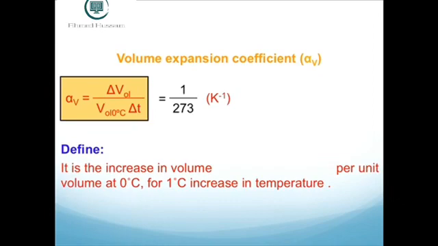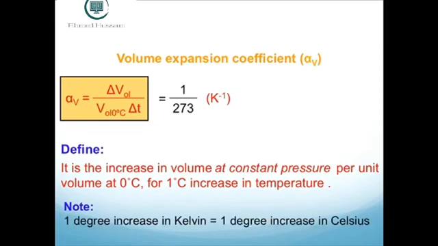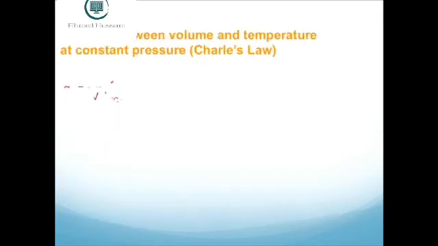Definition: it is the increase in volume per unit volume at 0 degrees Celsius for 1 degree rise in temperature. This means that a volume of gas increases by rate 1 over 273 of its original volume at 0 degrees Celsius for each 1 degree rise in temperature. But do not miss that. Keep in mind it is at constant pressure. Note, 1 degree rise in Kelvin equals 1 degree rise in Celsius.